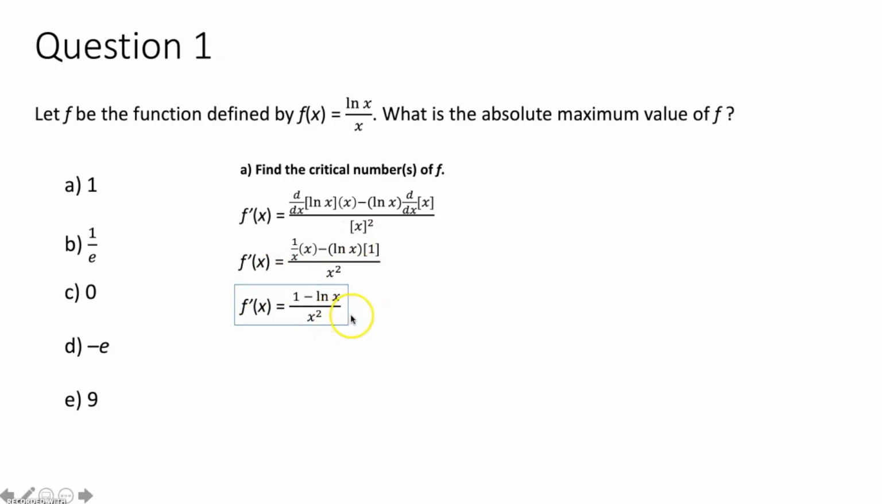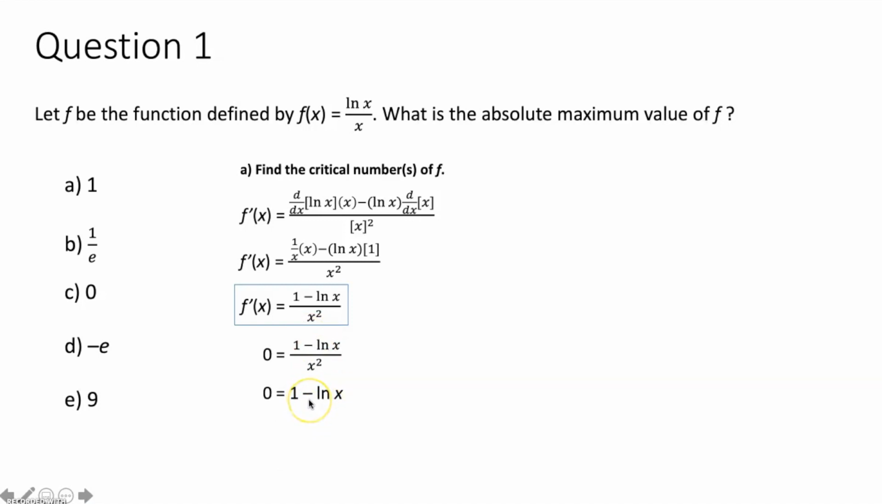Are there any x values that would cause this derivative to not exist? AKA, are there any x values that would cause the denominator to equal 0? Yeah, at x is equal to 0, this derivative would not exist because it would have a denominator equal to 0. We then look, are there any x values that would cause this derivative to equal 0? So I set this derivative equal to 0 and solve for x. In order to get a rational function equal to 0, the numerator is the only thing that has to equal 0. So I just set the numerator equal to 0 and I solve for x.